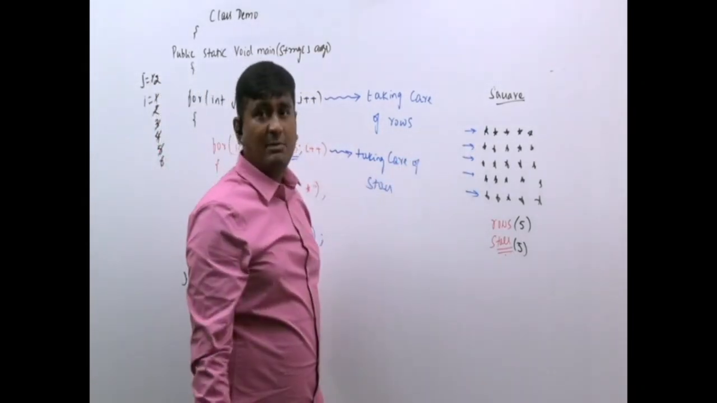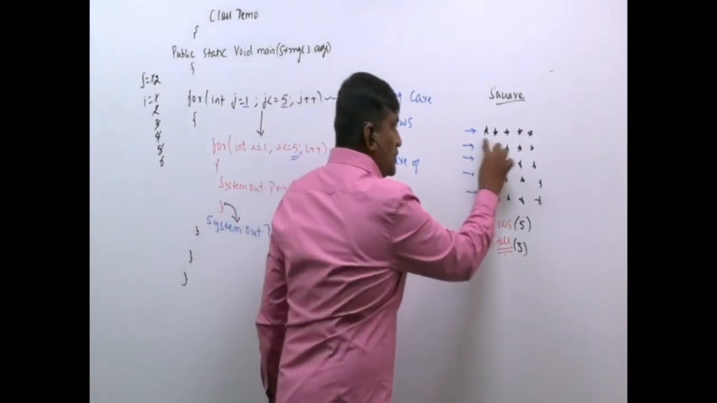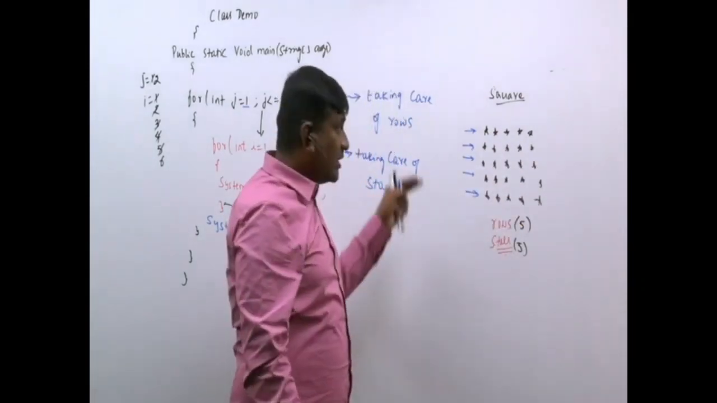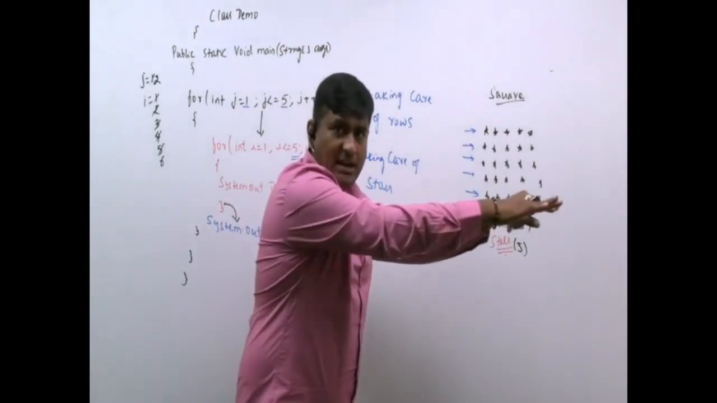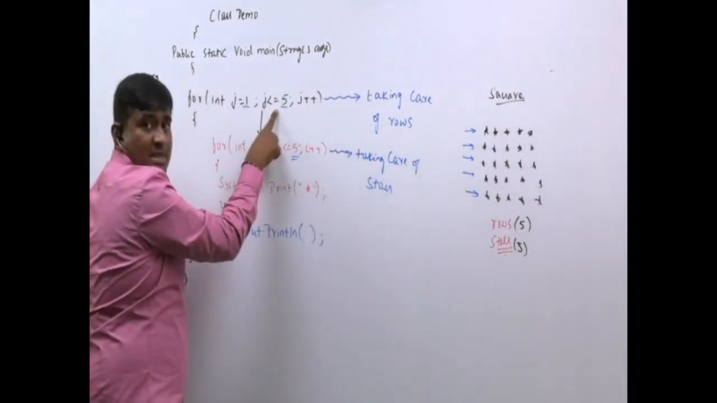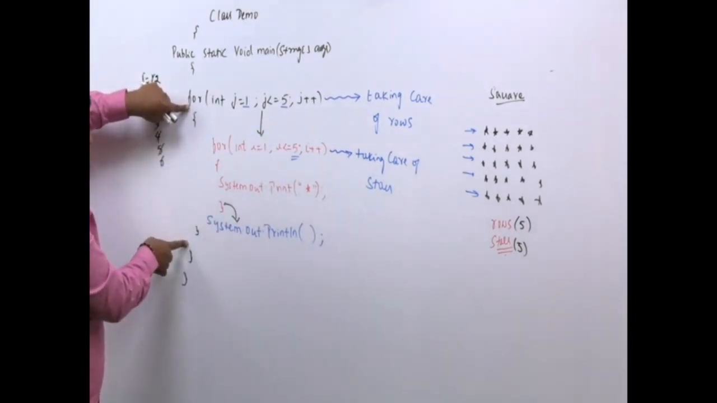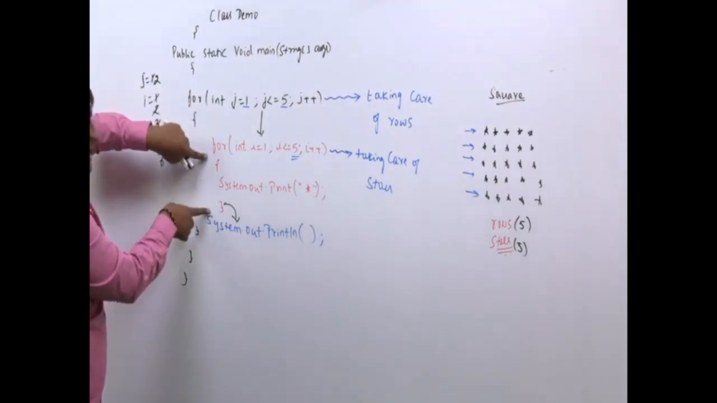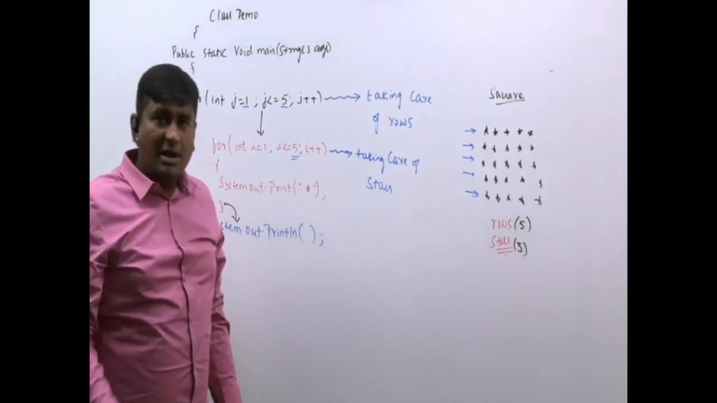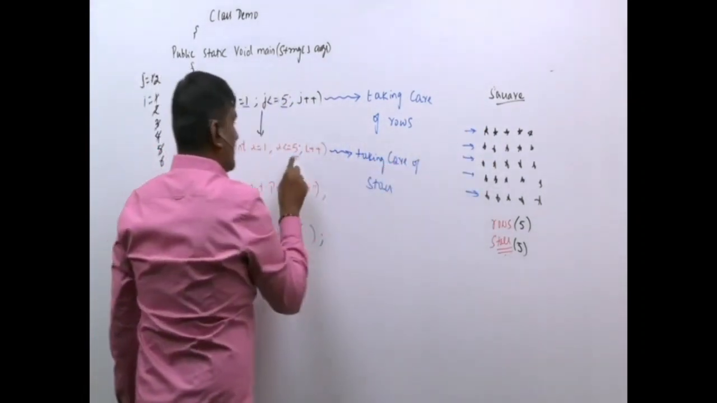Look at this diagram and tell me who will come first: rows or stars? Rows will come first. In a row, stars are there. First row will come, and in a row stars are there. Hence, this for loop belongs to rows. In a row stars are there, like that. How many rows? 5 rows. And in each row, how many stars? 5 stars, like that.